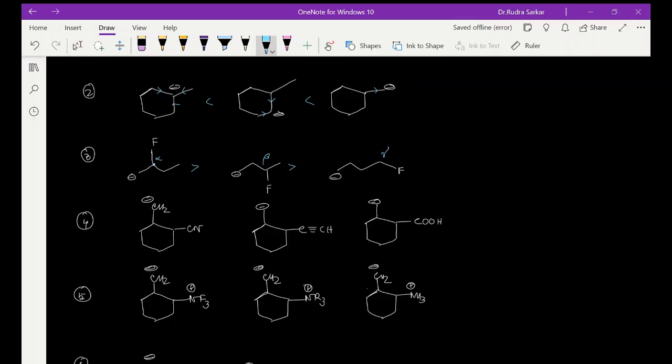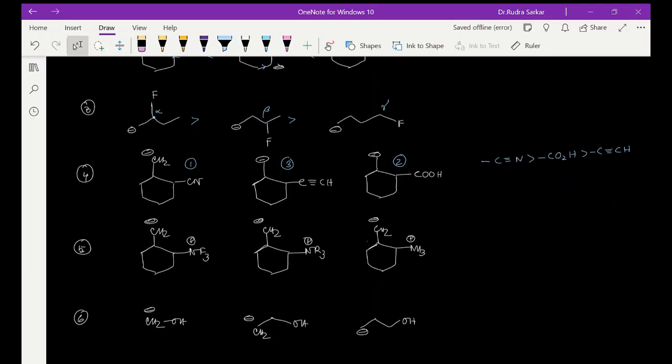Out of CN, the acetylic unit or carboxylic, the minus I effect is in the following order: C triple bond N greater than COOH, followed by C triple bond. So in that sense, we will say most stable is this one, followed by the last one, and the least stable out of the lot will be the one in the middle.